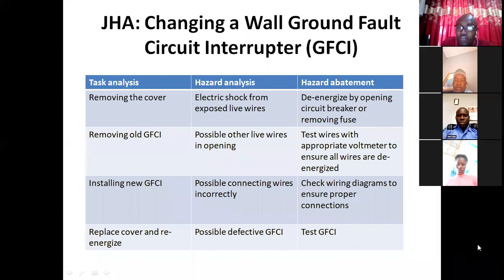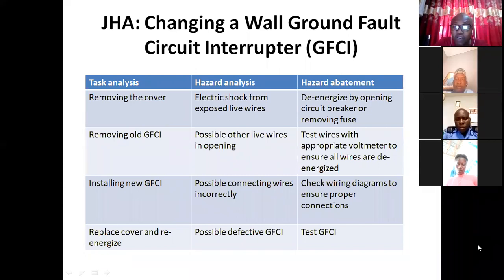When you are going to remove the cover of an electrical interrupter or a circuit breaker, the next thing is for you to recognize the hazard. The hazard is electrical shock from exposed live wire, which can cause problems. The job is to remove or change. If you want to change an electrical socket or a circuit breaker, the first thing is for you to remove the old one. So in removing the old one, he knew that electrical shock can come from exposed wire.